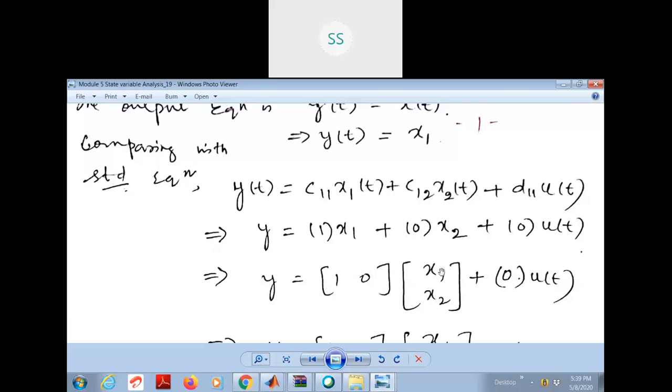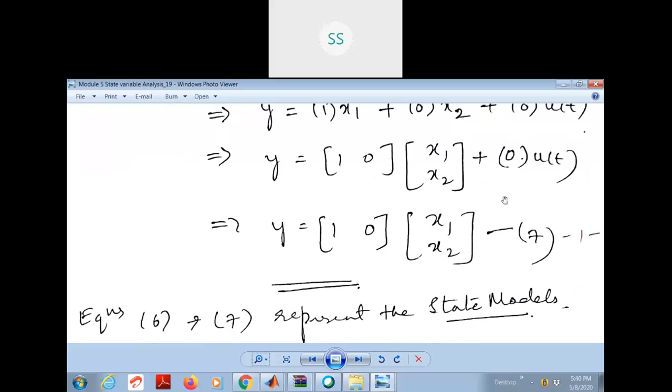Plus 0 into u of t. Now this is a scalar as we have only one input f of t; otherwise we would have written a vector if there were more inputs. As 0 into u of t is there, you can exclude that term, and y can be simply represented as 1 0 into x1 x2. That's all. You can consider this as the last equation.